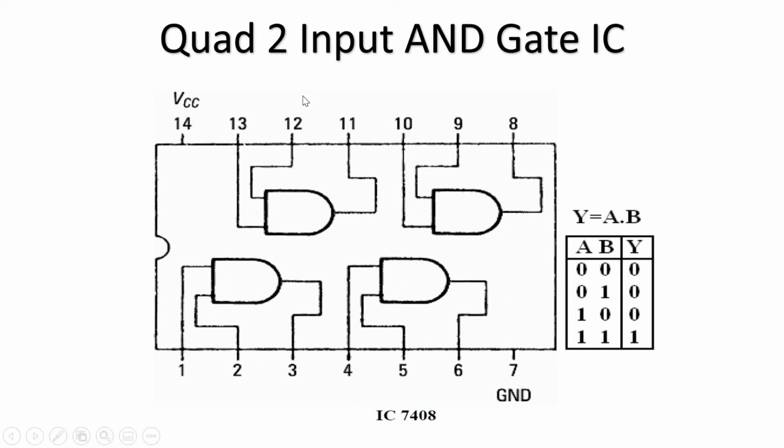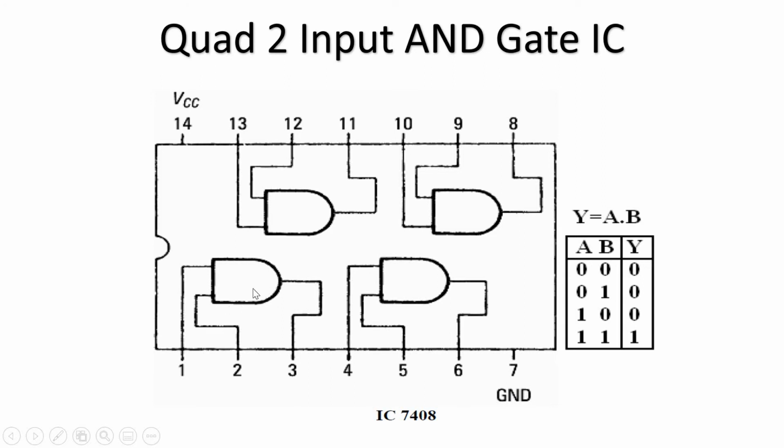The first IC that I am showing here is IC 7408, which is a quad 2-input AND gate, consisting of 4 AND gates in a single integrated circuit. This IC consists of 14 pins. Out of 14 pins, 2 pins are used for ground and supply. The 14th pin is for supply and the 7th pin is for ground. Except these 2 pins, the remaining pins are connected with the AND gates.